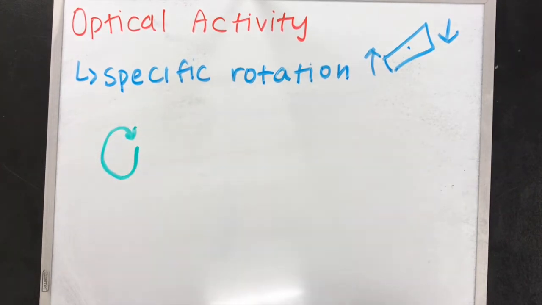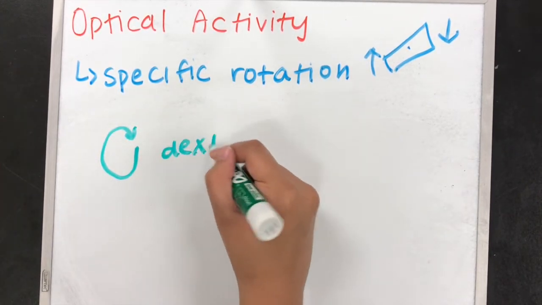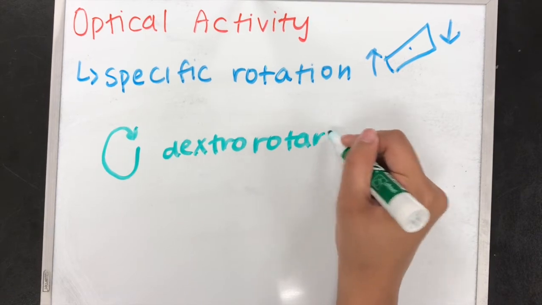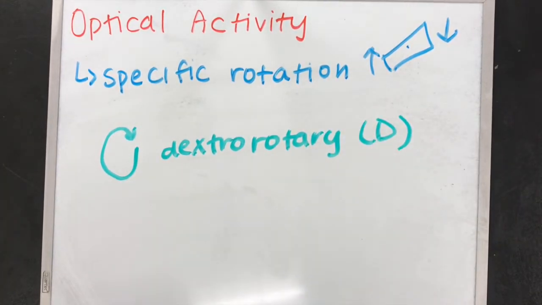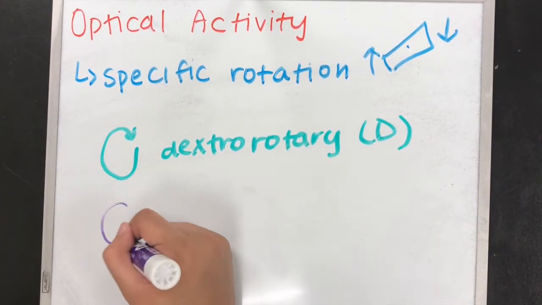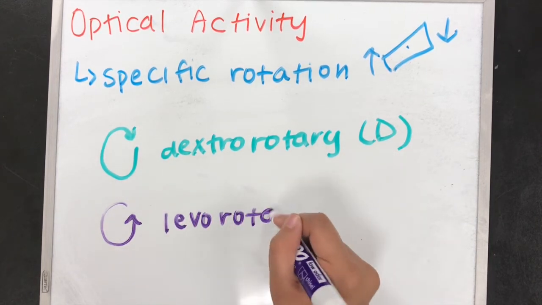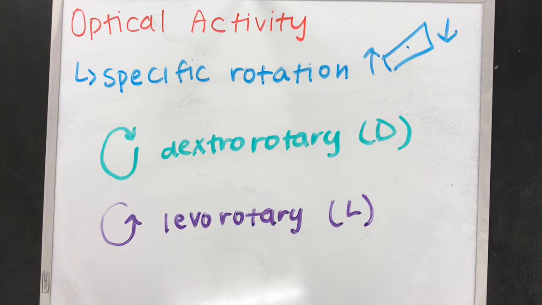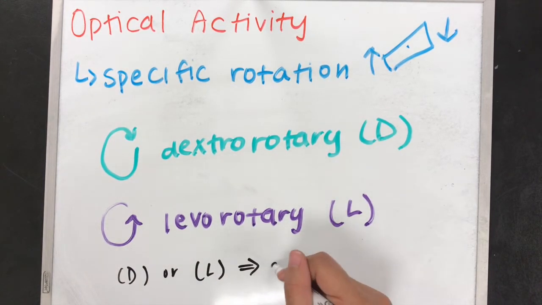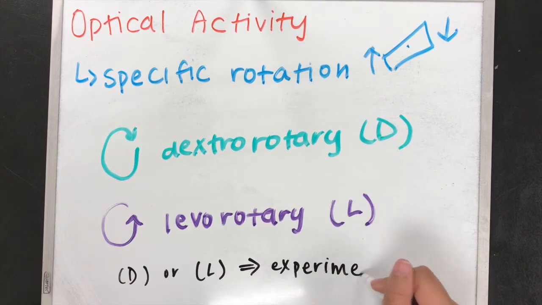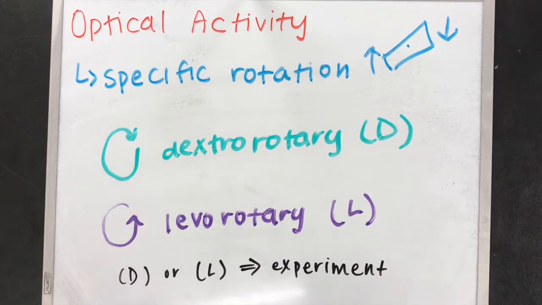Compounds that exhibit positive or clockwise rotation are dextrorotatory, symbolized by D, while compounds that exhibit negative or counterclockwise rotation are called levorotatory, symbolized by L. Now, whether a compound rotates light in a positive or negative direction can only be determined through experiment and not from the Cahn-Ingold-Prelog system.